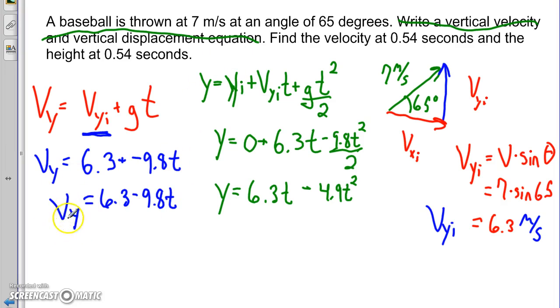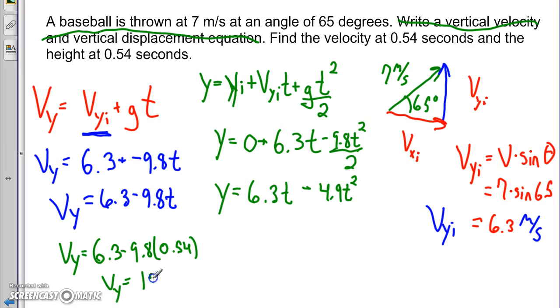So in this part, Vy is going to be equal to 6.3 minus 9.8 times 0.54. So I'm putting this on the calculator. I have 6.3 minus 9.8 times 0.54. And I got 1.008. That's kind of unintentional, but we're going to call it 1 exactly. So the velocity at that point is going to be 1.